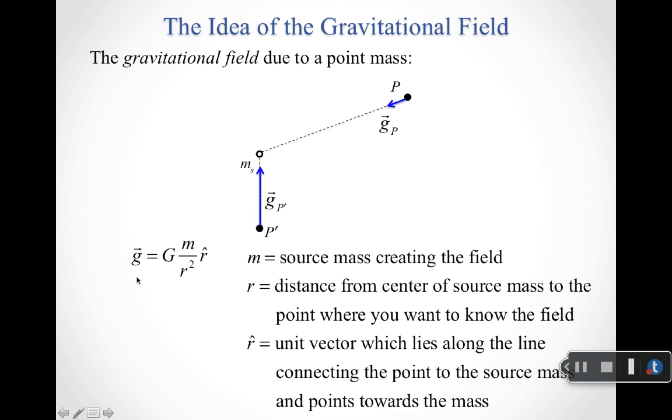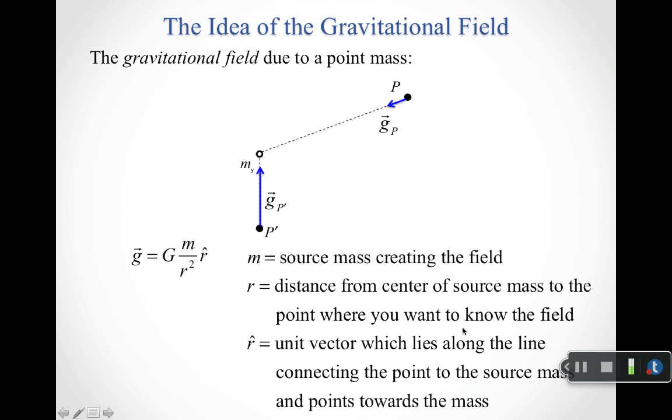Right? So the way that we're going to calculate the gravitational field due to a point mass is going to be given by this expression. And the big difference between this expression and our universal law of gravitation is that the universal law of gravitation was a force, and so it cared about two masses. The gravitational field only cares about one. It cares about what the source mass is, not the test mass that you might put at point P to feel some force. So here M is the mass, that's our source mass creating the field.